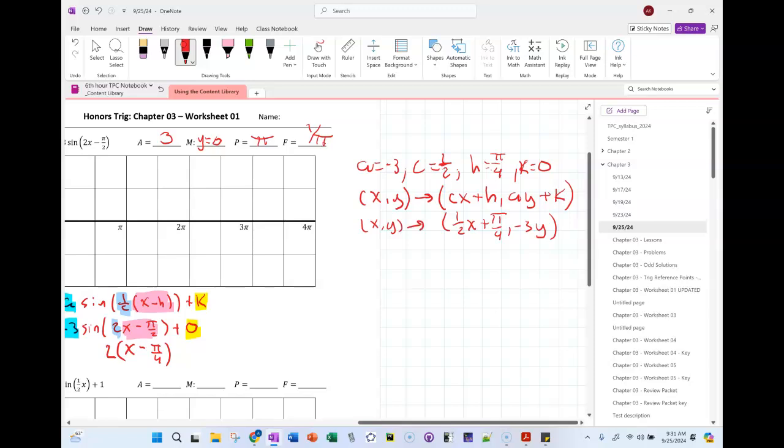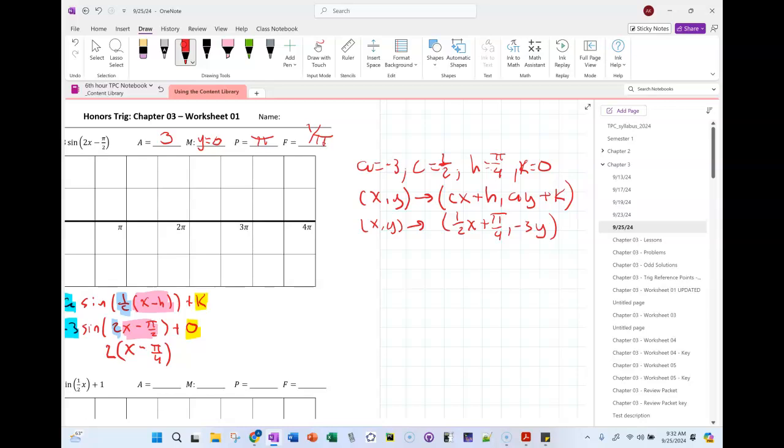So just fill in the values. Notice I didn't bother to write plus 0 for the plus k. I just left it minus 3y. You can write plus 0. It's not wrong to do that, but it's not necessary. I'm going to save my virtual pencil lead writing that.